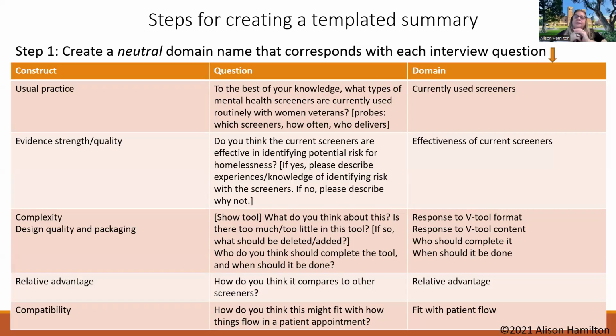So we try to use words for the domain that are very closely tied to the question that was asked. So, for example, are the current screeners effective in identifying risk? And our domain is effectiveness of current screeners. That does map back to the evidence strength or quality of their current practices, but that language is not going to be quite as accessible as the language of the question.